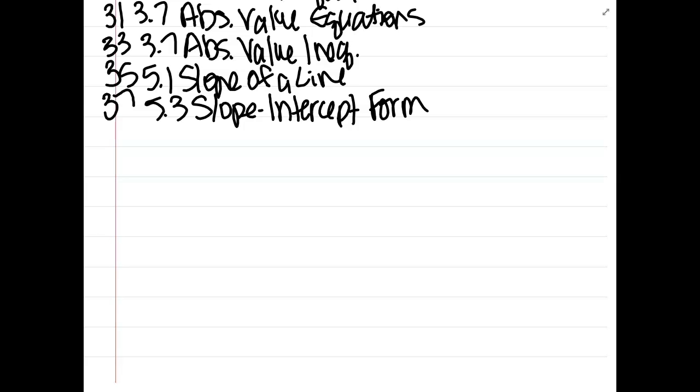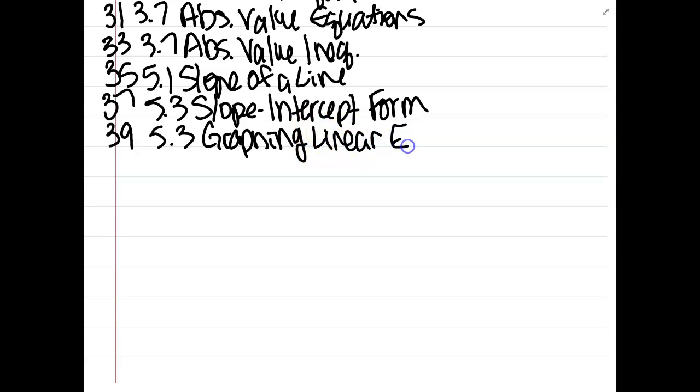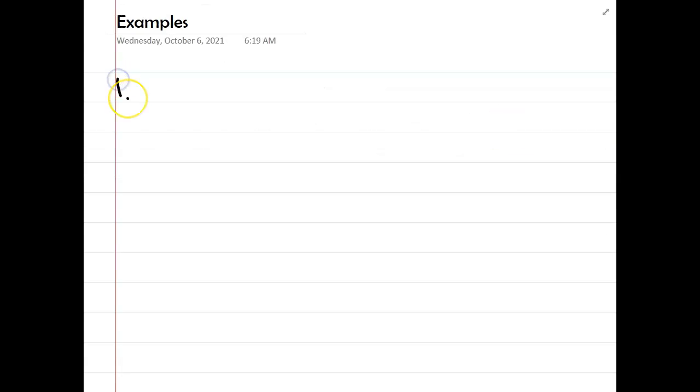Okay, all right, let's get this glued into page 39. Okay, this is still section 5.3, and we'll call it Graphing Linear Equations. All right, so here we go. Number 1, -4x plus 3y equals 9.